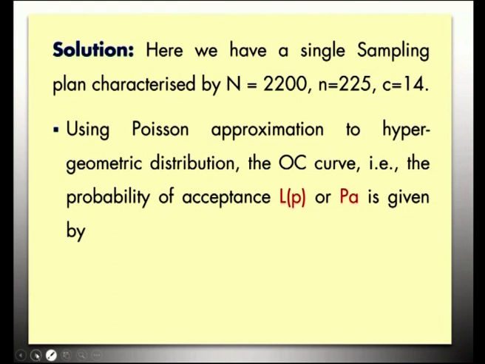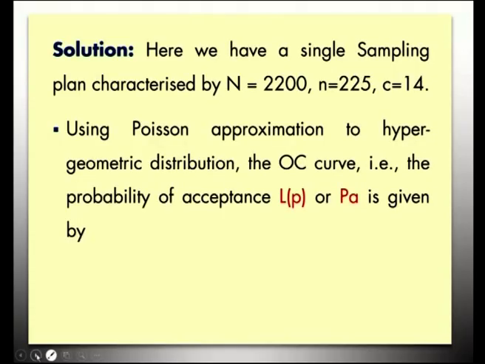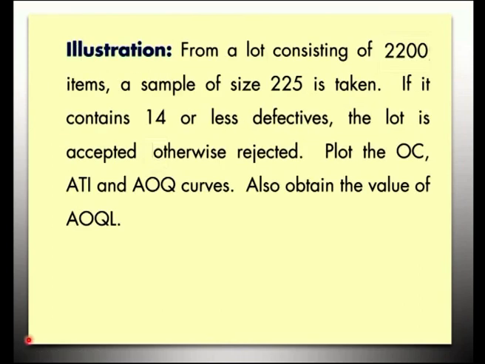Here in this problem, we see the lot size capital N is equal to 2200, and from the lot of 2200, 225 items are chosen. Therefore, sample size is 225 and the maximum allowable defectives is 14, isn't it? That is what is given. If it contains 14 or less defectives, the lot is accepted, in the sense the allowable defectives are 14, and from a lot of 2200, a sample of 225 is taken. Therefore, capital N is 2200, small n is 225 and C is equal to 14.